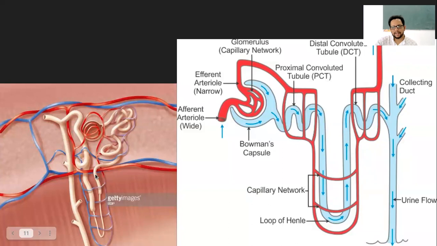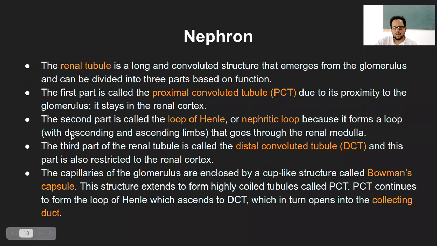The next part, that is loop of Henle, is actually within the medulla, because you can see here this striated part or this striped muscle, it has this loop of Henle, like this U-shaped thing, which is shown here like a perfect U shape, but that is again a diagram. So the second part is the loop of Henle, or it is also called nephritic loop, because it forms a loop with ascending and descending loop, and that goes through the renal medulla.